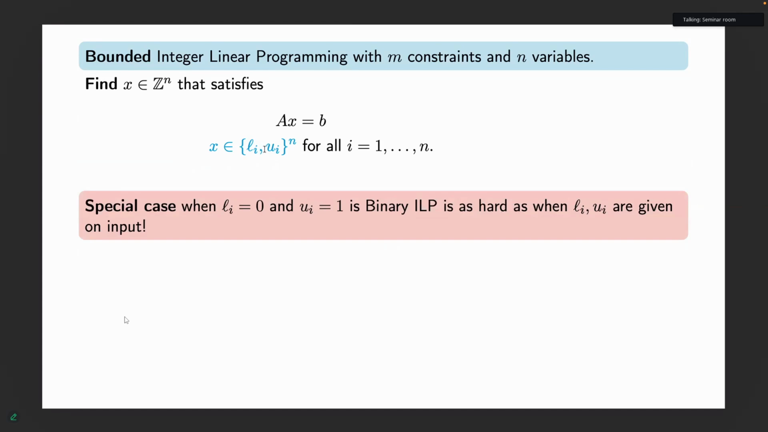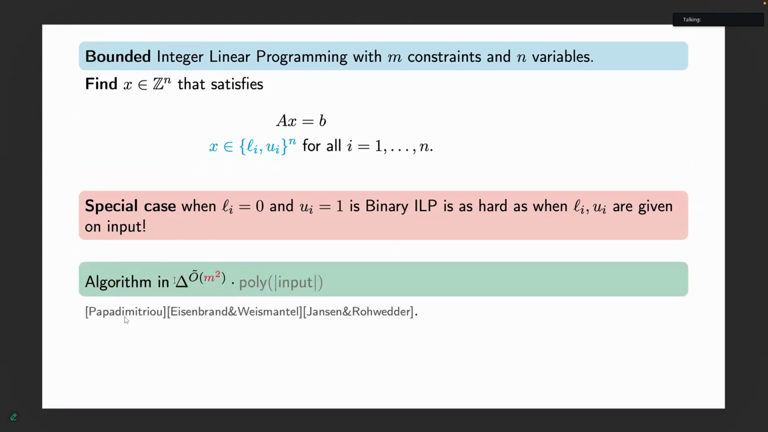The way I think about it is actually L is equal to 0 and U is equal to 1. That's why I forgot to put the dots. That's an important special case, and then it's called binary ILP. Think about, for example, subset sum or standard knapsack: you either take your item or you don't. So is this an easier or harder problem than the previous one? It's harder, yes.